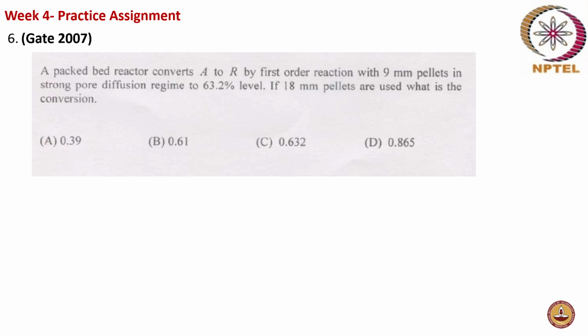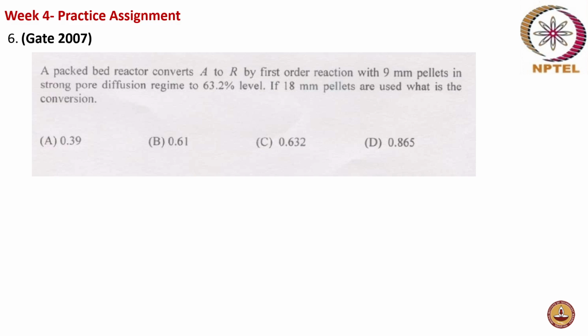A packed bed reactor converts A to R by first order reaction with 9 mm pellets in the strong pore diffusion regime to 63.2% level. If 18 mm pellets are used, what is the conversion? So, looking into the problem, we can see that they have changed the pellet diameter. They have increased the pellet diameter. So, one clue we get is that the conversion is going to decrease.